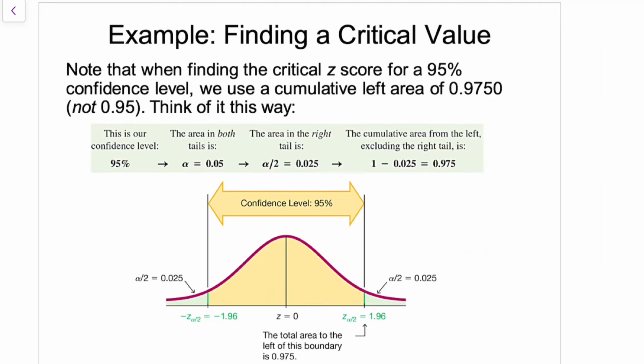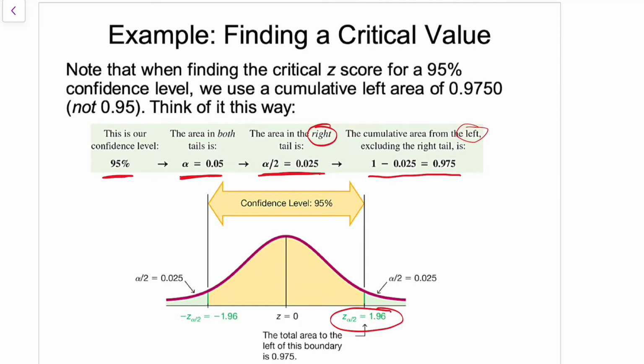This slide gives us exactly what our thought was. If our confidence level is 95%, that means our unconfidence level, or alpha, is 0.05. When I divide that by 2, I get 0.025. This needs to be the area to the right. Our table gives us area to the left. So to compute that, I compute 1 minus 0.025 and get 0.975, which we found having a z-score of 1.96.